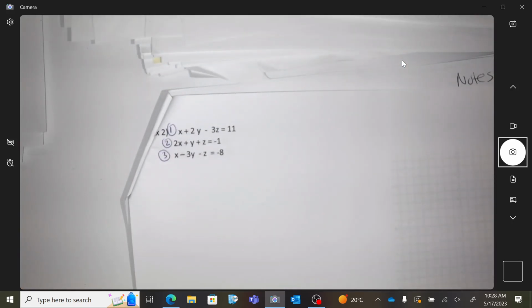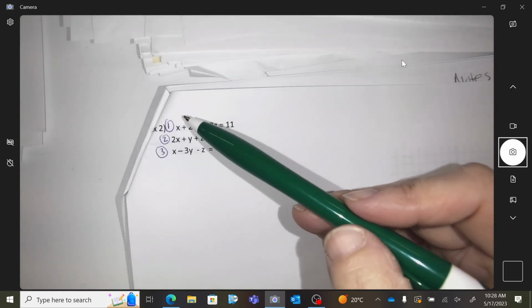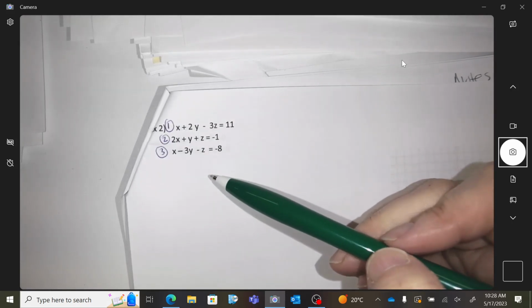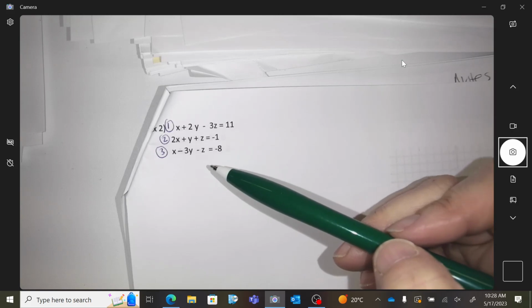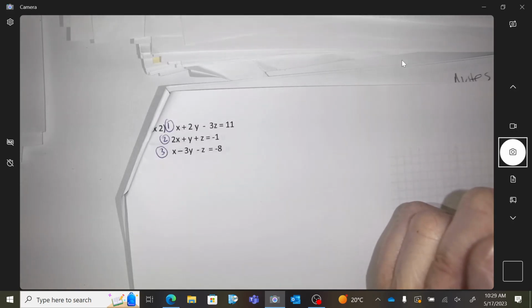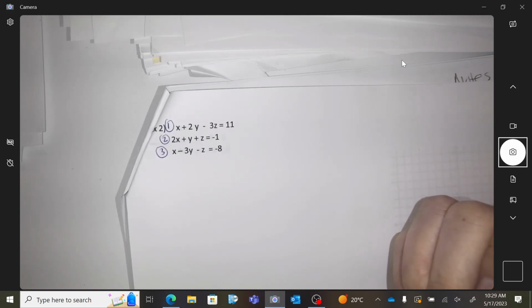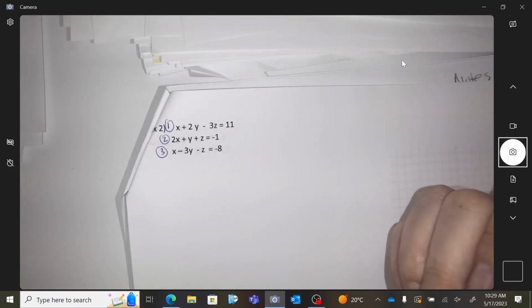Okay, I'm labeling 1, 2, or 3. Make your plan before you start. Check out the x's, check out the y's, check out the z's. Is there any in particular that looks easier to get rid of than the other letters? Not really. I think I'm just going to be picking X.